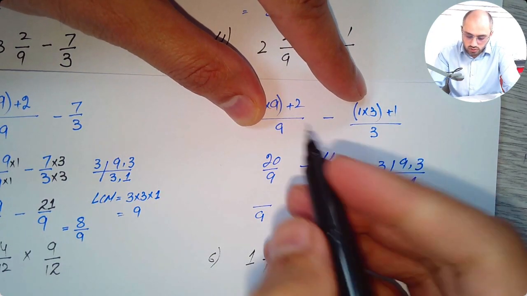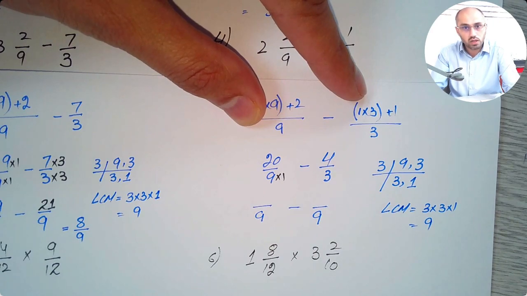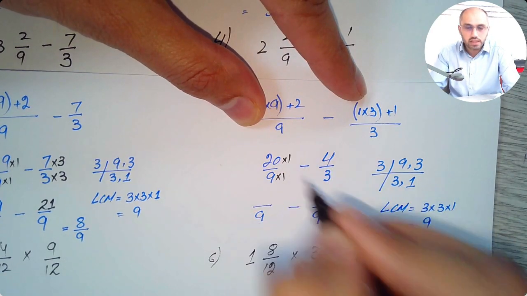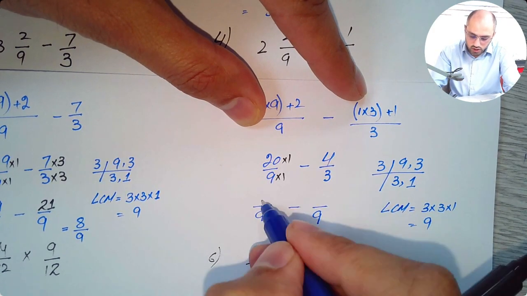What did I do to the first fraction? The denominator was multiplied by 1. I'll do the same thing to the numerator. 9 times 1 will give me 9. If I do 20 times 1, that gives me 20.